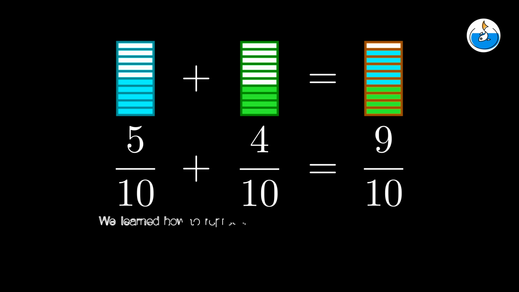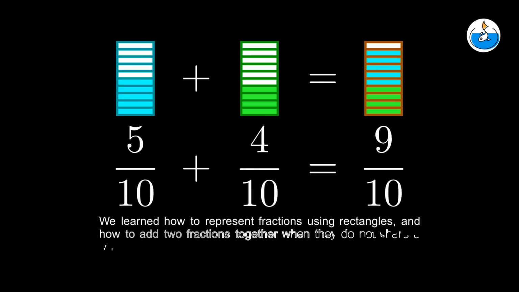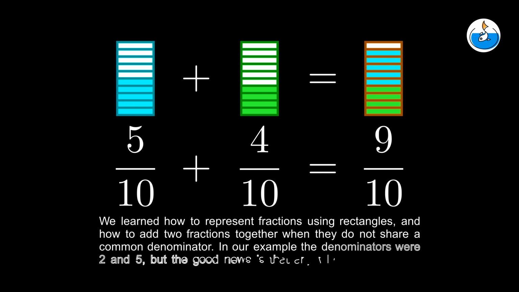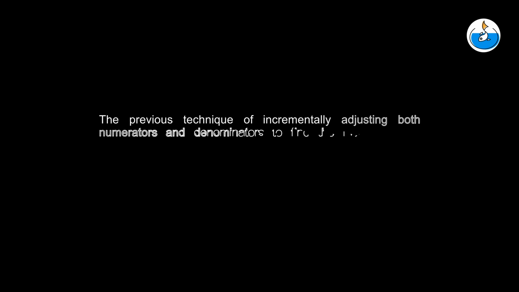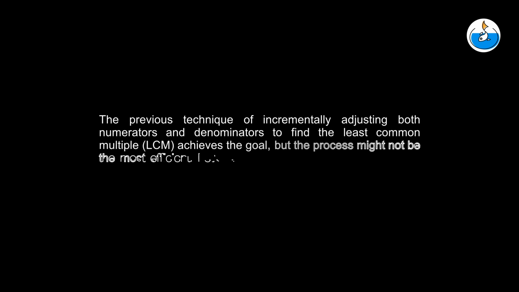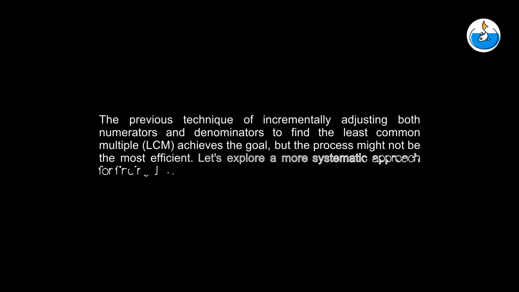We learned how to represent fractions using rectangles, and how to add 2 fractions together when they do not share a common denominator. In our example, the denominators were 2 and 5, but the good news is that any whole numbers will work. The previous technique of incrementally adjusting both numerators and denominators to find the least common multiple, LCM, achieves the goal, but the process might not be the most efficient. Let's explore a more systematic approach for finding the LCM.